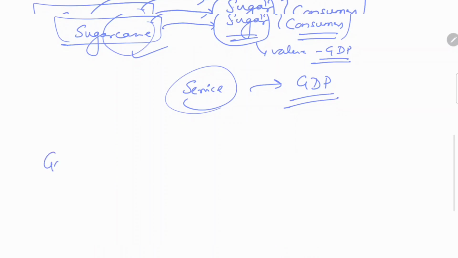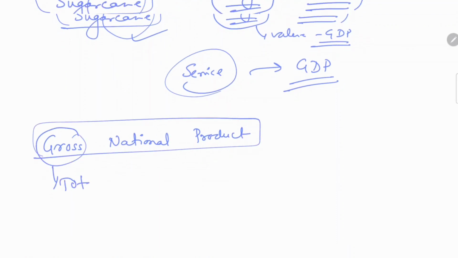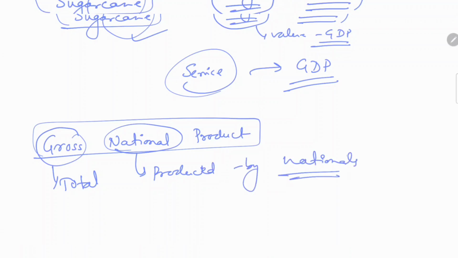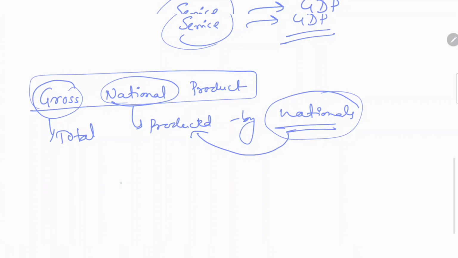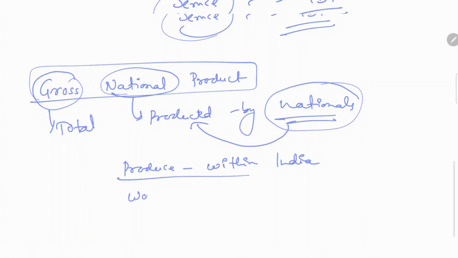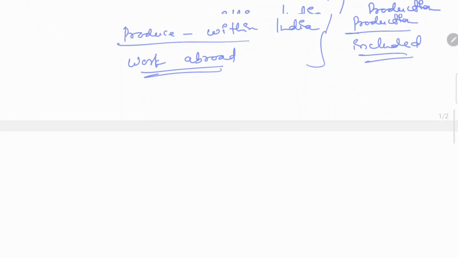So now let's understand the meaning of gross national product. Here, gross is nothing but total. National means the production produced by nationals. That means in this case it is Indians who produce the goods and services. The Indians can produce within India, or the Indians who are working abroad, in other countries. Their work, the value of their final production, will also be included in this gross national product.